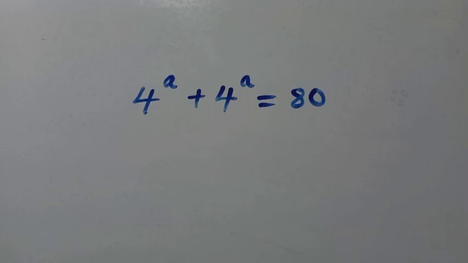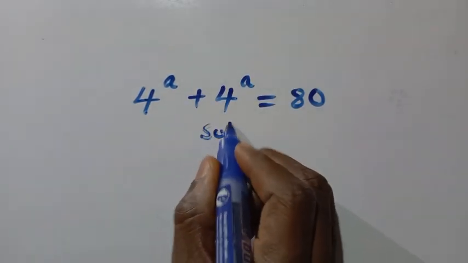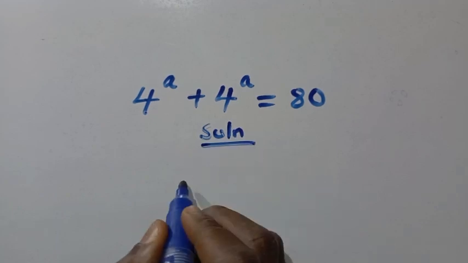How to solve these nice exponential equations for the value of a. We have 4 to the power a plus 4 to the power a equals 80, and we want to see the value of a here. So we start by considering the solution.